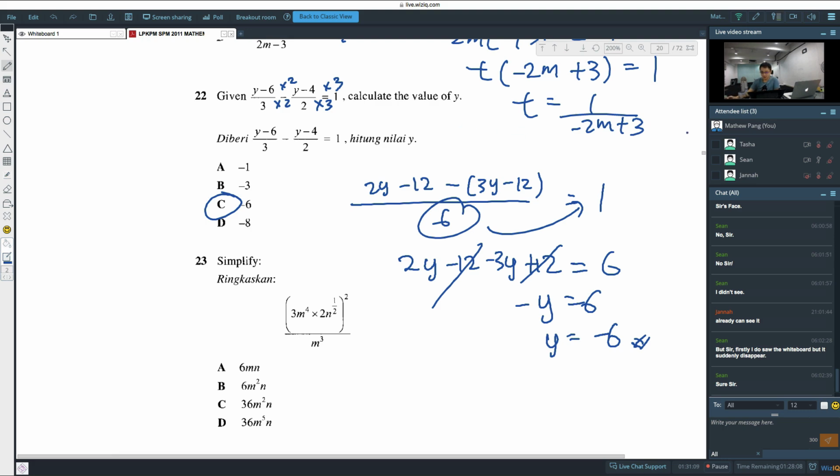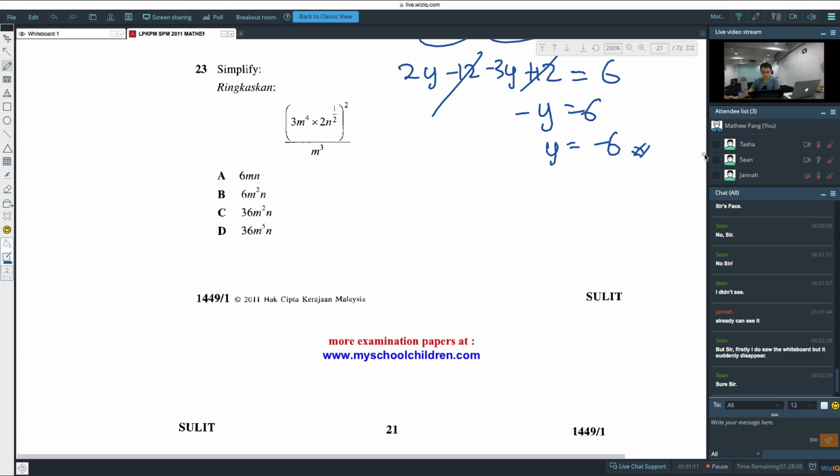Okay, so for 23, this one, if this is power 2, you have to expand to every single one. You have to power 2 it, power 2 it, power 2 it, and for n also. So what I will do is 3 power 2 is 9, n power 4 power 2 again is 8, 2 power 2 is, oops.